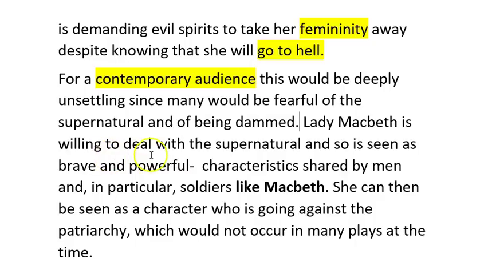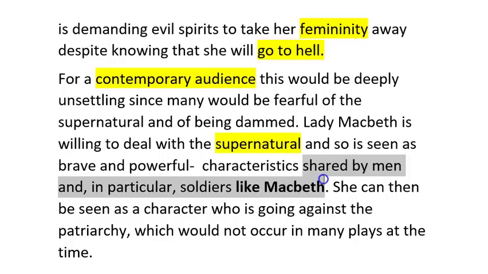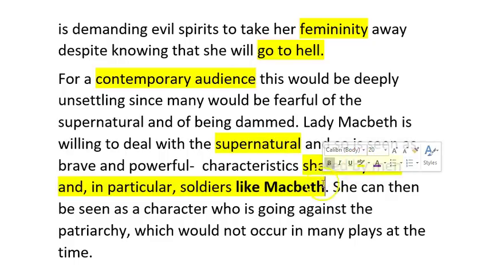"Lady Macbeth is willing to deal with the supernatural, and so is seen as brave and powerful, characteristics shared by men and in particular soldiers, like Macbeth." I've added this bit in for clarity. Now here you can see the context is woven in brilliantly. She's willing to deal with the supernatural, which is a contemporary view, and she's contrasted this. Sorry, I don't know if Adingo is a girl or a boy. I'm just switching between.